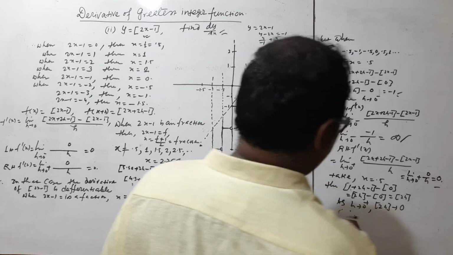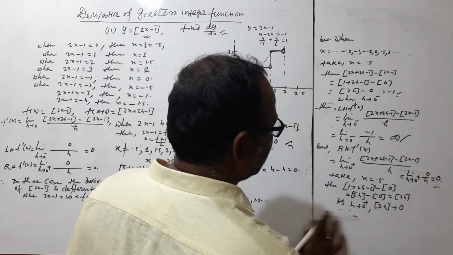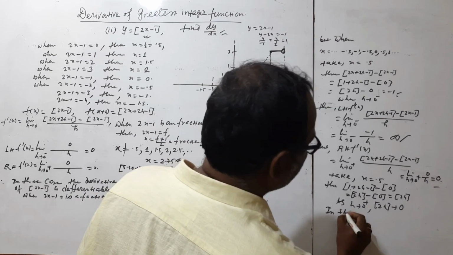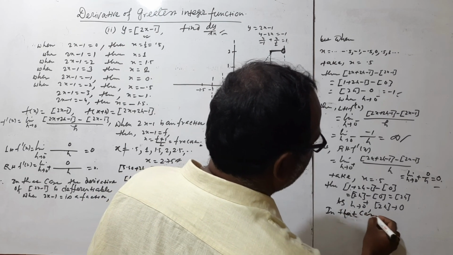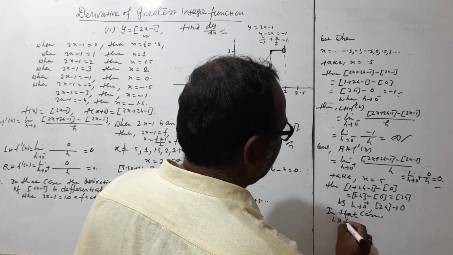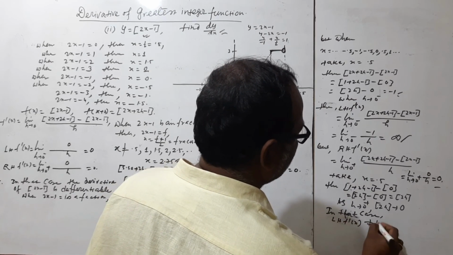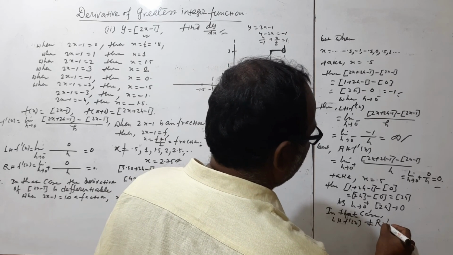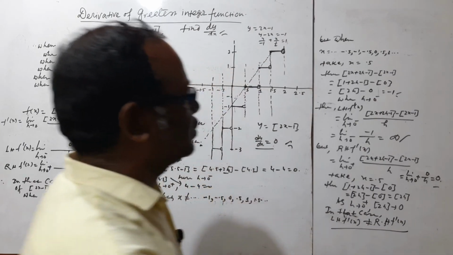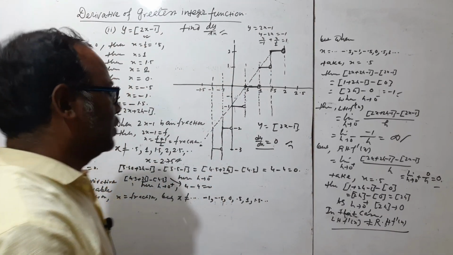So in that case, left hand f dash x is not equal to right hand f dash x. So this is not differentiable for this type of number.